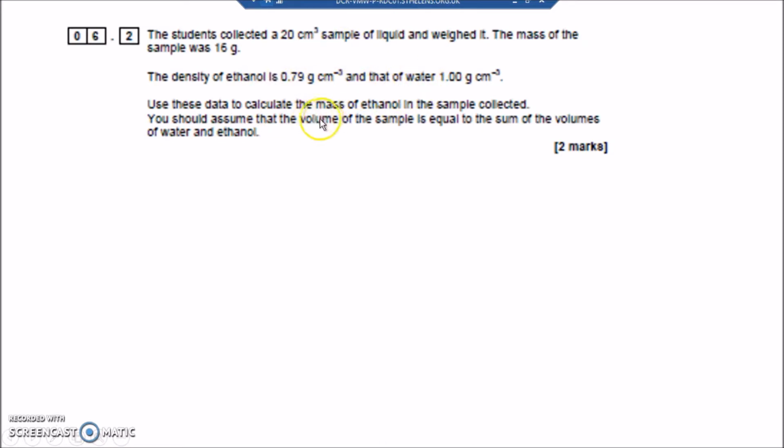What we're trying to find out, you should assume that the volume of the sample is equal to the sum of the volumes of the water and the ethanol. Use this data to calculate the mass. So we want the mass of ethanol in the sample collected. So what I'm going to do is show you the spoilers first of all, how this can be worked out.